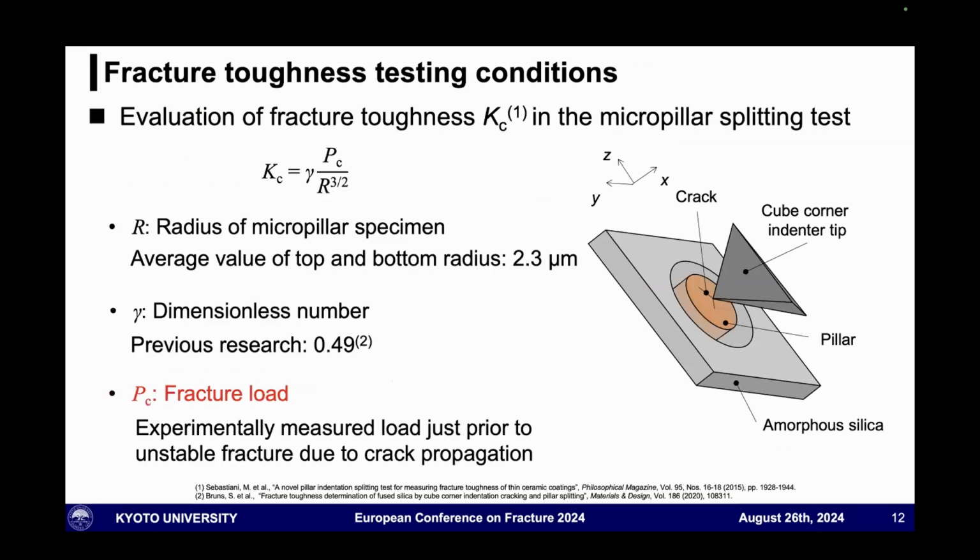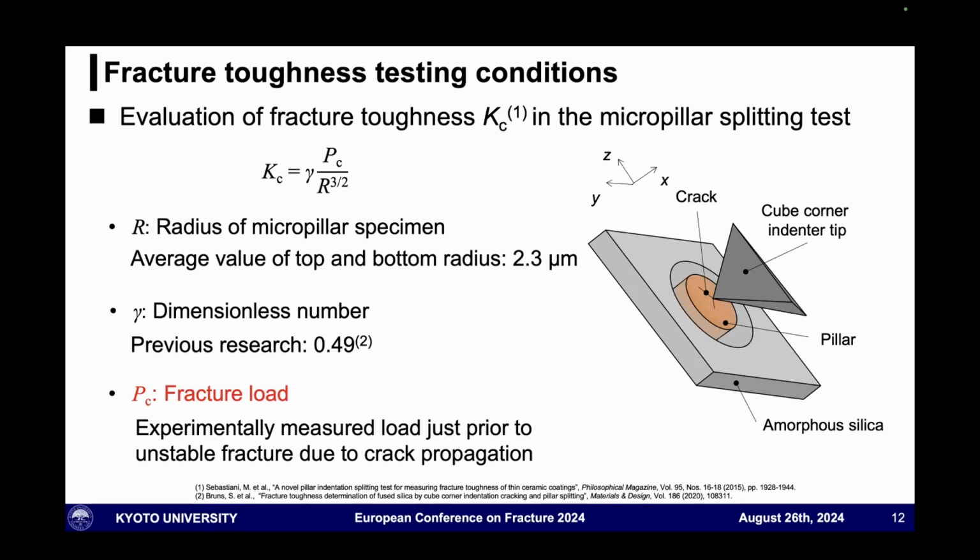Next, let me explain the fracture toughness testing conditions. In this study, we applied the micropillar splitting test. In the previous study, fracture toughness Kc can be calculated by using this equation. In this equation, R is the radius of the microspecimen. In this study, the average value of top and bottom radius, 2.3 micrometers, was applied.